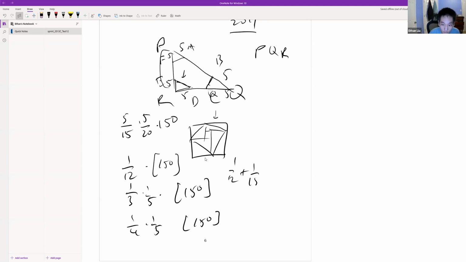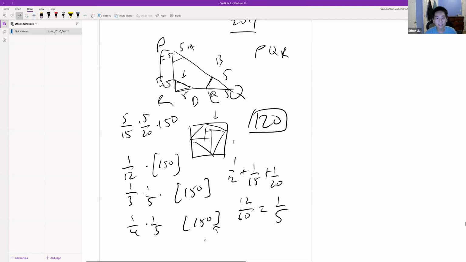Then the sum of the areas of the triangles is this, right? And so I will save you the calculation and tell you that it's this, or 1/5 of the area, which means that the area of the hexagon is 120, which is 4/5 of this, right? And that's how you do this problem.